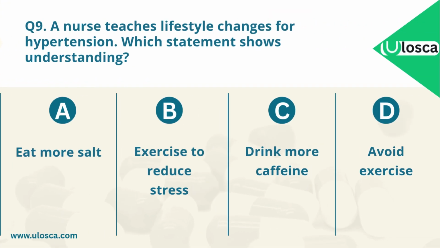Question 9. A nurse teaches lifestyle changes for hypertension. Which statement shows understanding? A. Eat more salt. B. Exercise to reduce stress. C. Drink more caffeine. D. Avoid exercise. Which one is the correct answer?